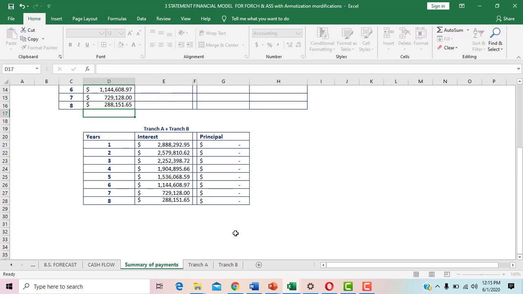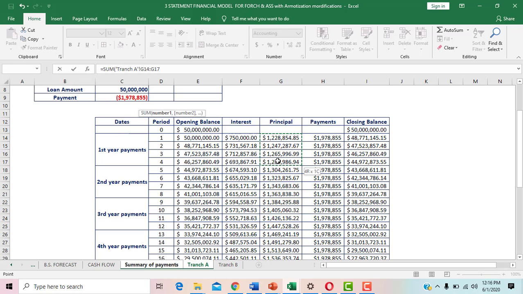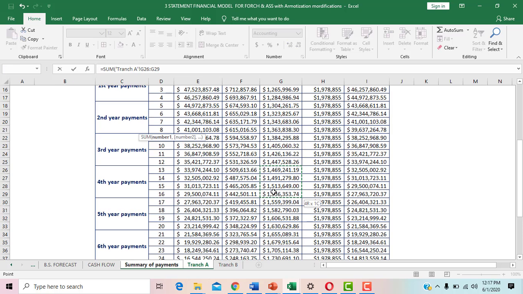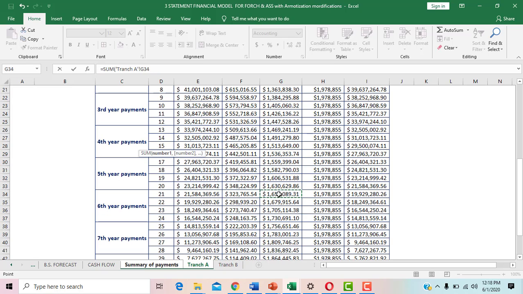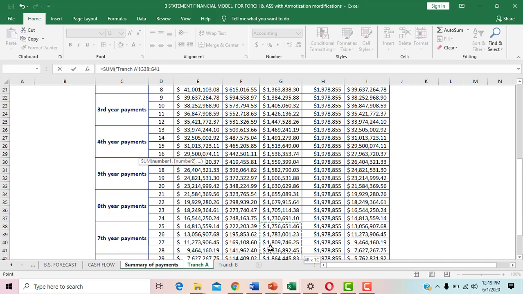Close bracket. Next is the principal payment of tranche A, which is equal to total of principal payment for the first year, total of principal payment for the second year, total of principal payment for the third year, total of principal payment for the fourth year, close the bracket, total of principal payment for the fifth year, total of principal payment for the sixth year, total of principal payment for the seventh year.